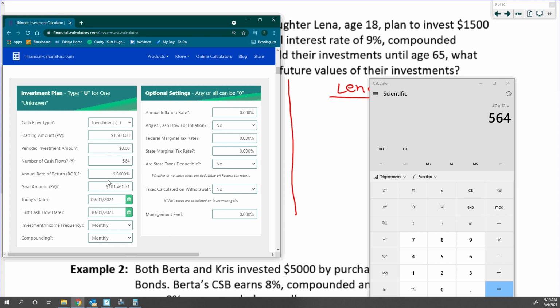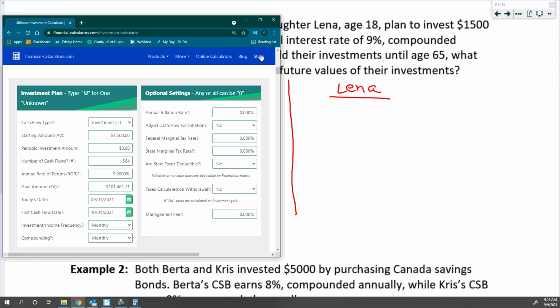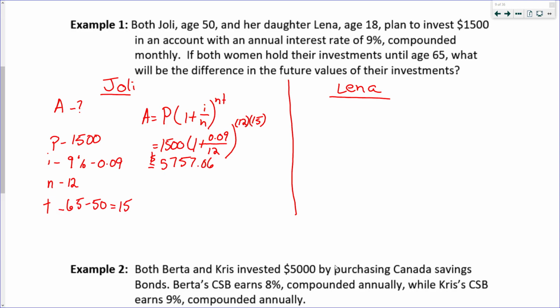And so we're left with our gain of $101,461.71. So I'm just going to write that down for Lena so I remember. So it was $101,461.71.